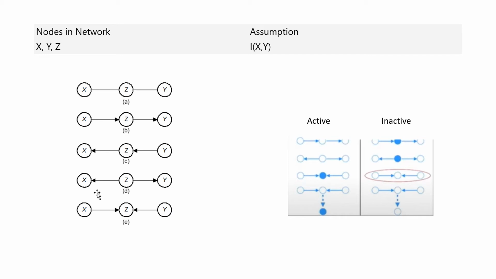And in this picture on the right, you can see two paths, active and inactive, and you can see that x and y are inactive and they just have a common effect which is z.